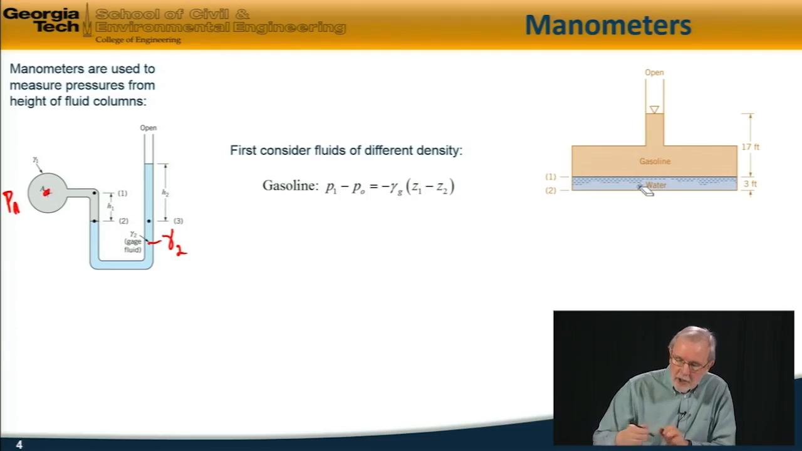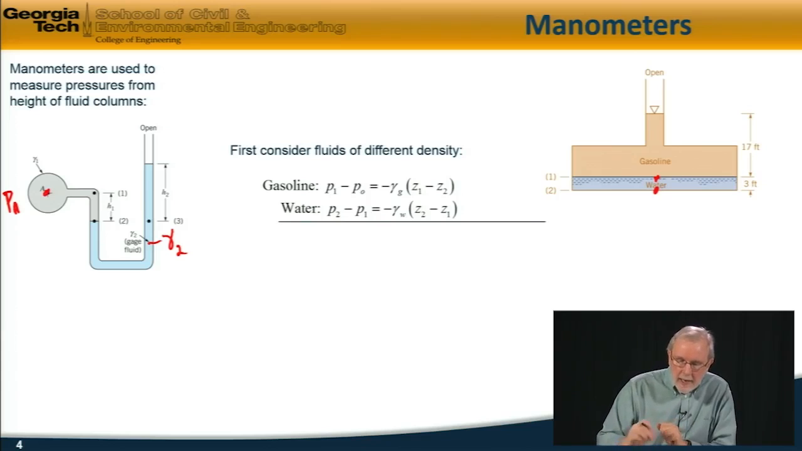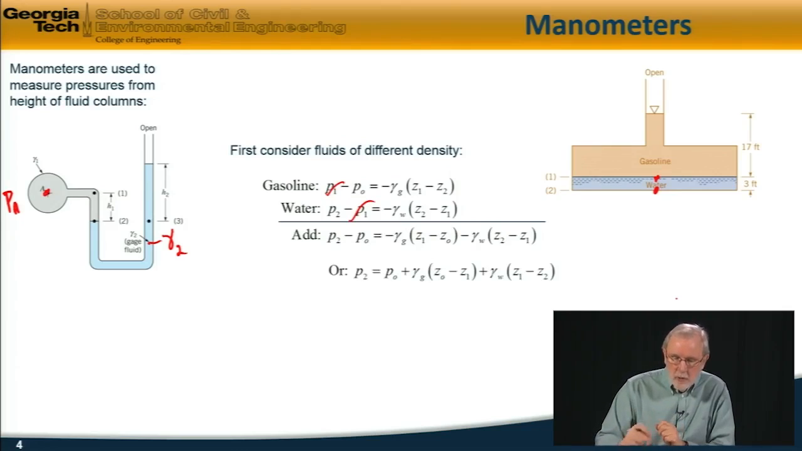Similarly, I apply hydrostatics to the water column from the interface here to the bottom of the water column, and the equation there is the difference in pressure, P2 minus P1, is minus gamma water times the height difference, Z2 minus Z1. Next, I add these two equations together, and when I do that, the pressure at the interface, P1, cancels out and leaves me with P2 minus P0 is equal to minus gamma gasoline times (Z1 minus Z0) minus gamma water times (Z2 minus Z1).